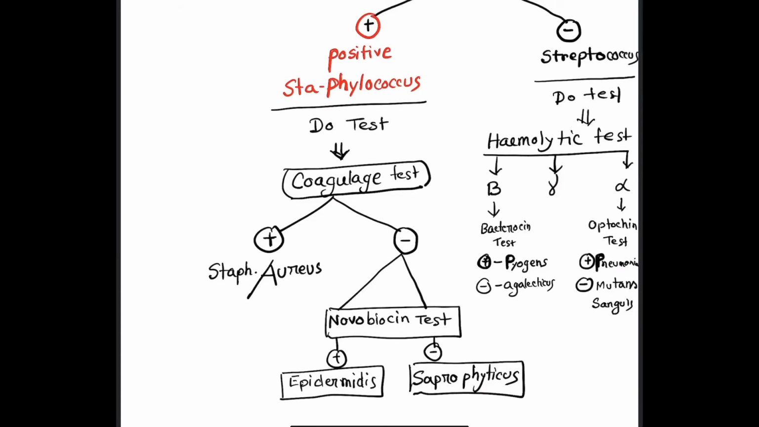The rest is the gamma hemolytic test. What is the gamma hemolytic test? That means enterococci. Sometimes you will see different kinds of structures and figures where you will find Enterococcus. What is Enterococcus? That is gamma hemolytic Streptococcus. And the Enterococci are faecalis and faecium. That's the end. You already know which tests and which bacteria.